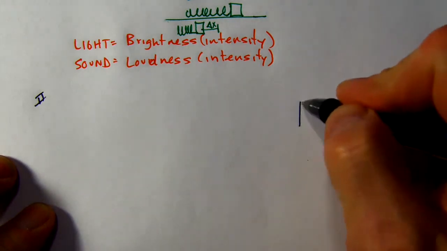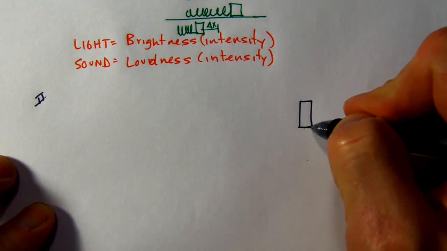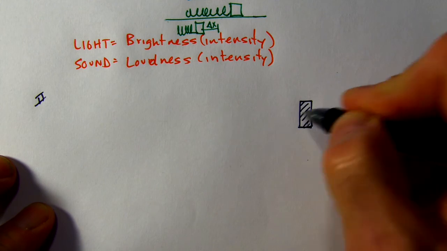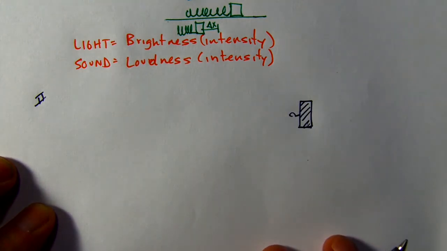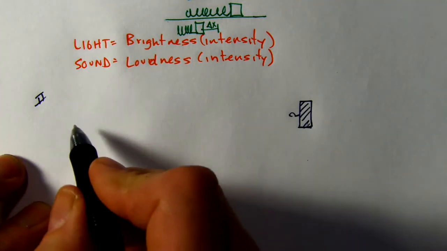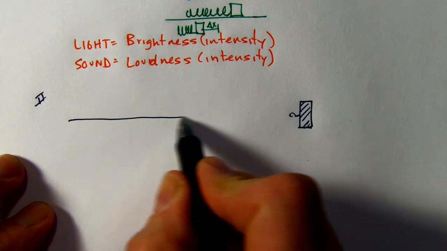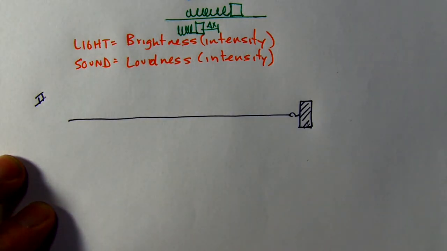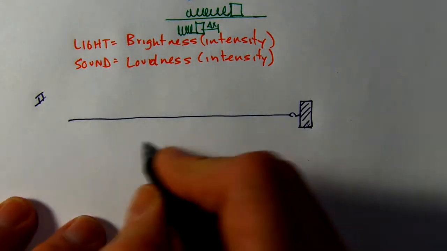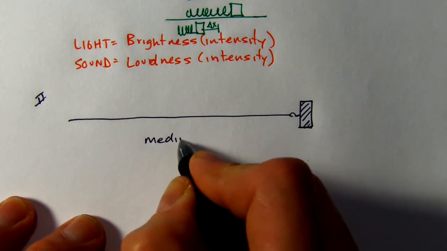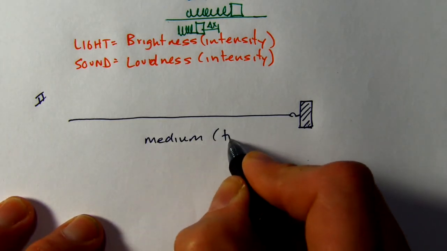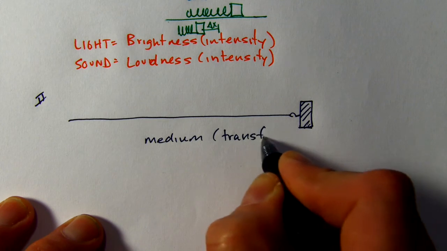And we can imagine now that we have a fixed position here, and we're going to attach a rope of sorts. Okay, so we're just going to have a straight rope here, right? And the concept is that this is called a medium. And a medium is usually used to transfer.